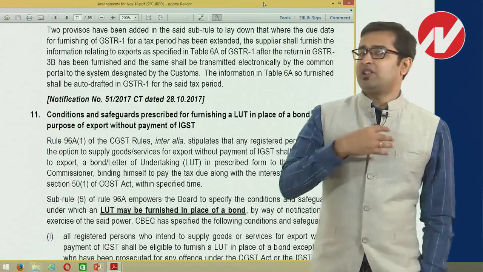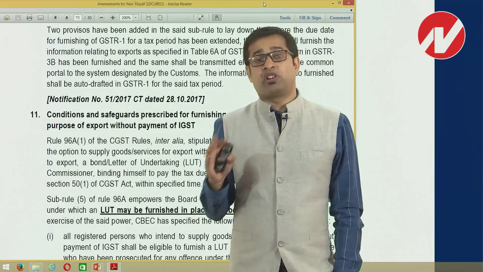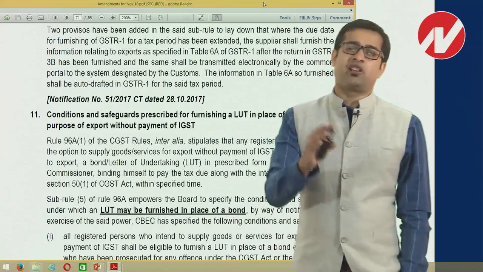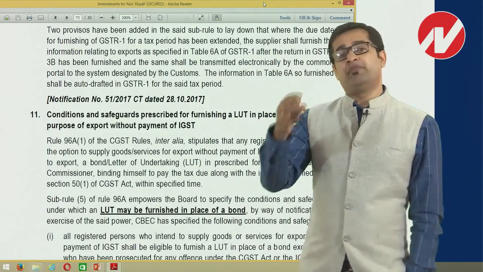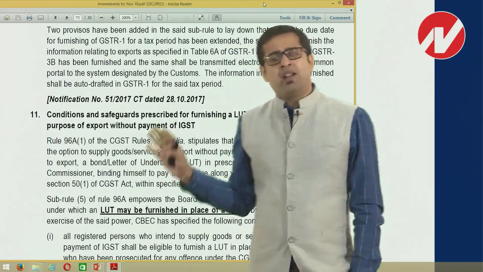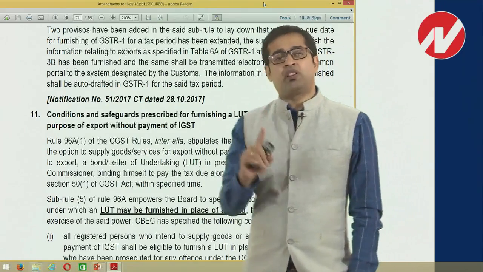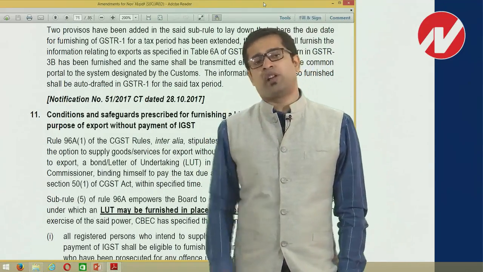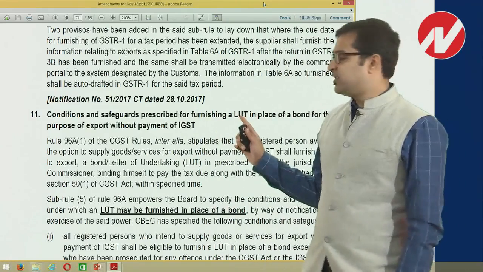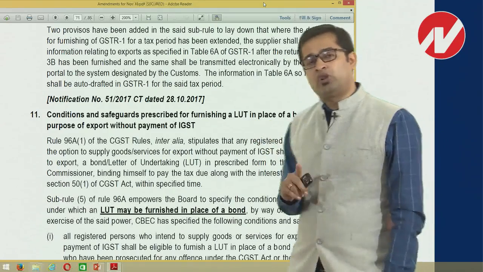So technically now LUT is available to every person, every normal human being who is into the exports business. Earlier, the LUT option was restricted only to the status holders and the persons who had generated more than 1 crore foreign exchange, which is at least minimum 50% of the exports done in the previous year, and all those restrictions were there. All of them have been removed and the scope of LUT has been extended to every exporter. As I said, the only relevant condition is tax evasion prosecution for an amount exceeding 2.5 crore or 250 lakhs, whatever you use. So that is what we say: the conditions and safeguards prescribed for furnishing LUT in place of bond for the purpose of export without payment of IGST.